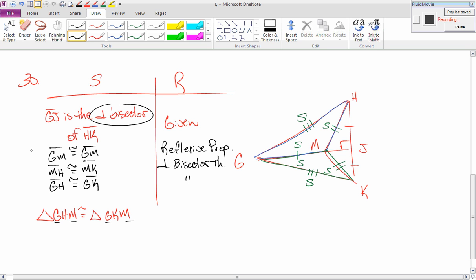And therefore we have three side congruence statements for three sides of each of these triangles. Therefore the triangles are congruent by the side-side-side congruence postulate, and that's how you finish the proof for question 30 from the geometry text 5.1.